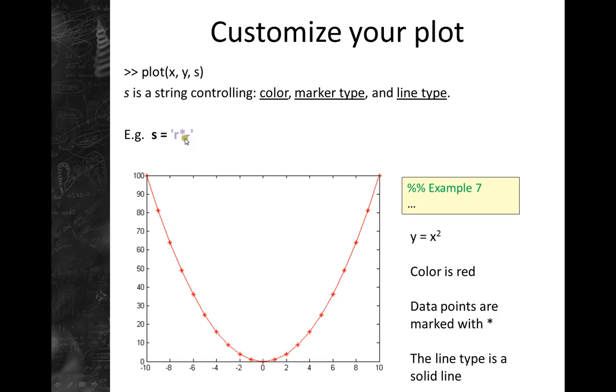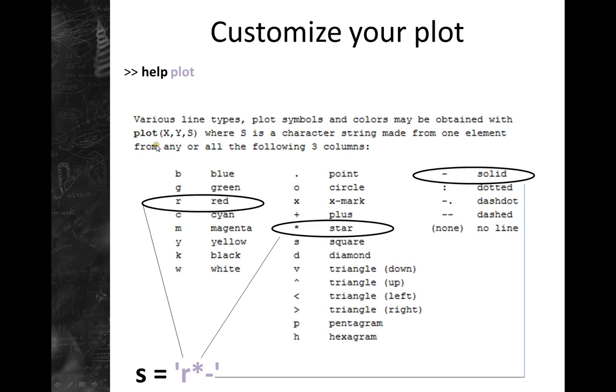And how do we choose this string then? Well, if you type help plot, it will show you how to make this string. It's basically a combination from these 3 columns. You can pick any of these colors. These are the standard colors in MATLAB. And the marker types, you can use any of these, and in this case we choose a star. And the line types, you can have a solid line, a dotted line, a dashed line, a dashed dotted line, or no line. So you can combine these in any combination, or leave one out, or leave all out, etc.